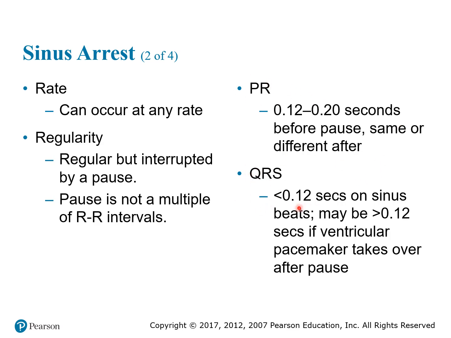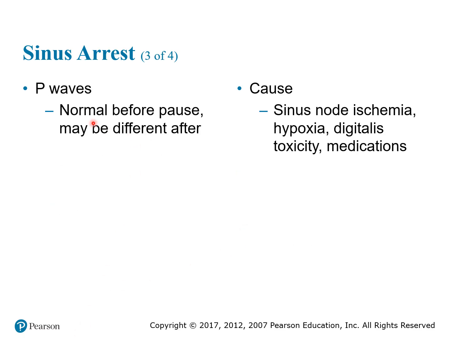QRS is going to be less than 0.12 seconds on a sinus beat, and may be greater than 0.12 seconds if the ventricular pacemaker takes over. You'll see here in the rhythm, P waves normal before the pause. The P waves may be a little different after the pause. Causes of this: sinus node ischemia, hypoxia, DIG toxicity, and different medications.